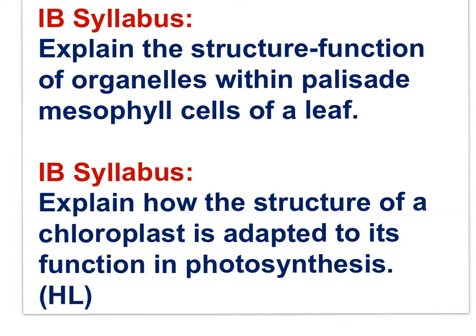Here are two closely related IB syllabus statements. The upper one is for SL and the lower one for HL. The two statements are nearly identical in their intention, even though the second one is for HL only. Explain the structure and function of organelles within the palisade mesophyll cells of a leaf. Explain how the structure of a chloroplast is adapted to its function in photosynthesis.